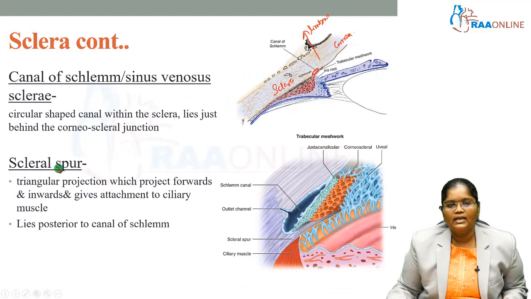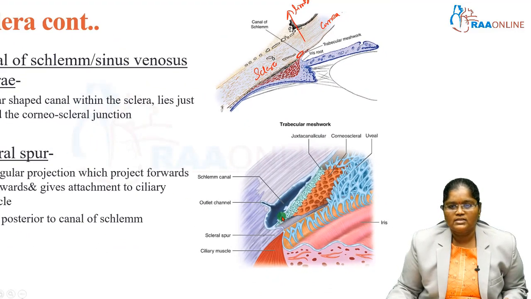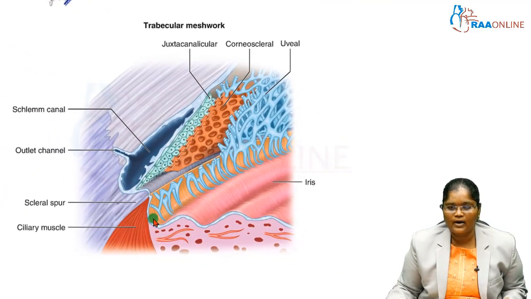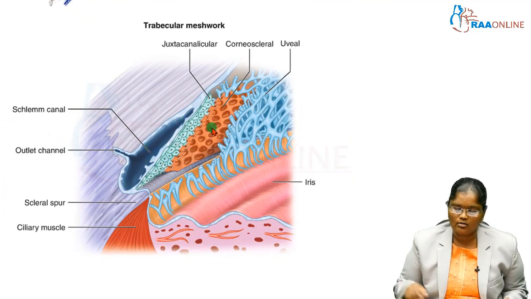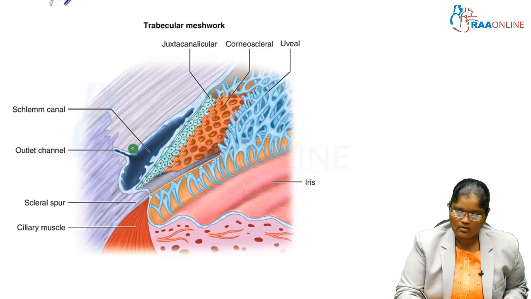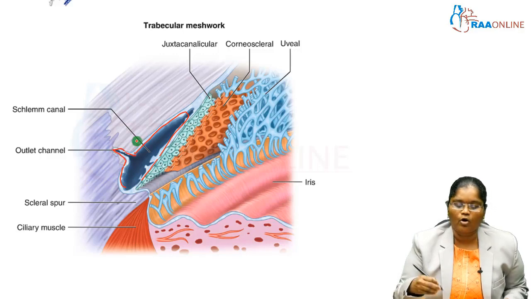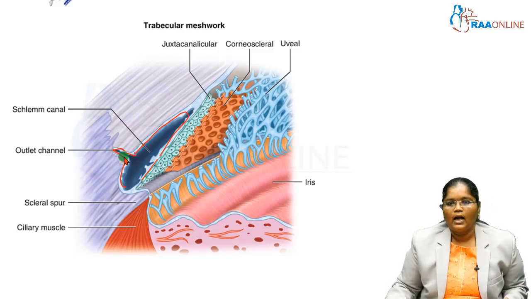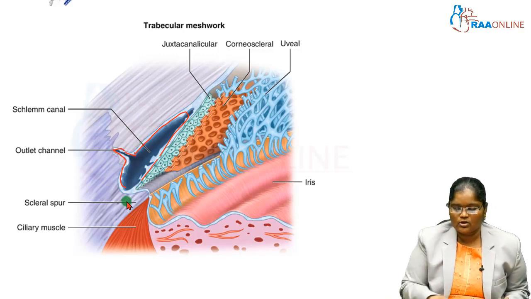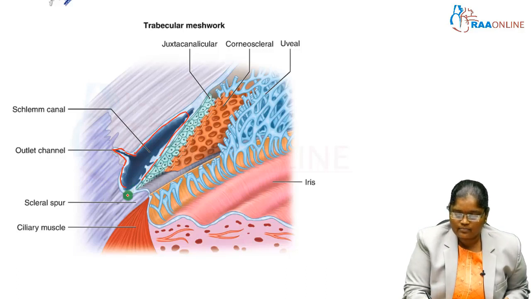Next is the scleral spur. Here this is a magnified view of the Schlemm's canal. Here you can better see the Schlemm's canal. This is the Schlemm's canal. It is an outlet for aqueous humor. And here you can see another structure called the scleral spur. So this is the scleral spur.